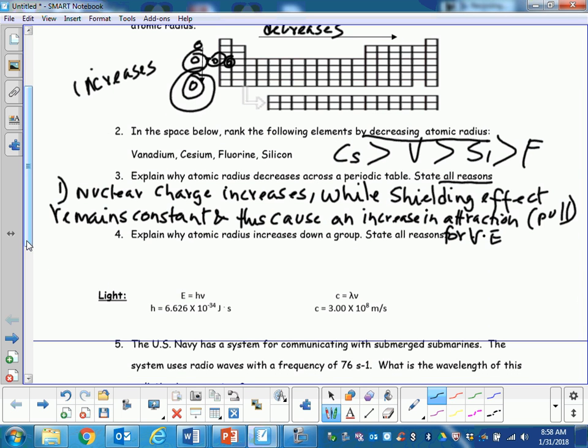Who would like to try number 4? Why does the atomic radius increase down a group? Yes, Natalie.